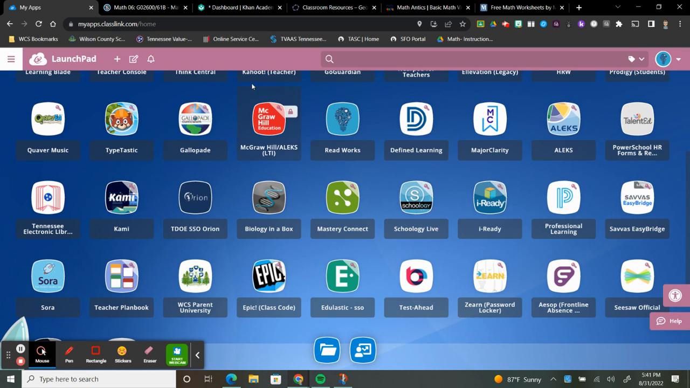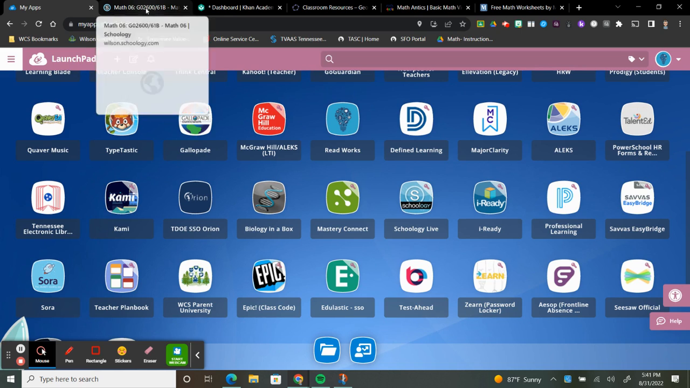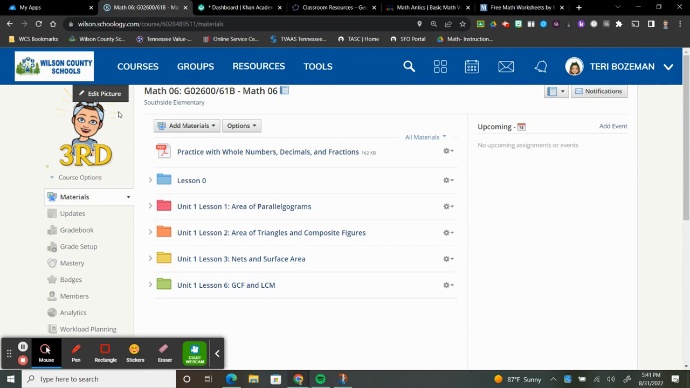When they open Schoology, they would have a list of their courses and they would select the course that they're wanting to go to. So for me, that's math. I'm a math teacher, so they would go to their math course. For math, there are different things on here. I use this as a resource bank more than for assigning assignments.